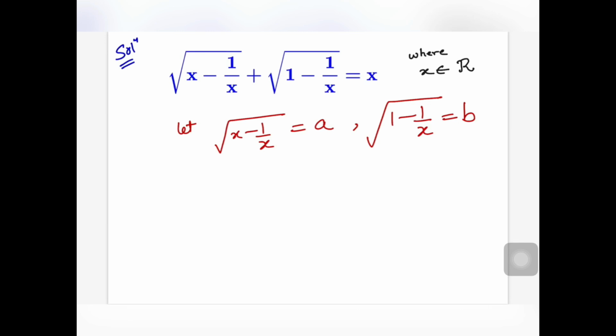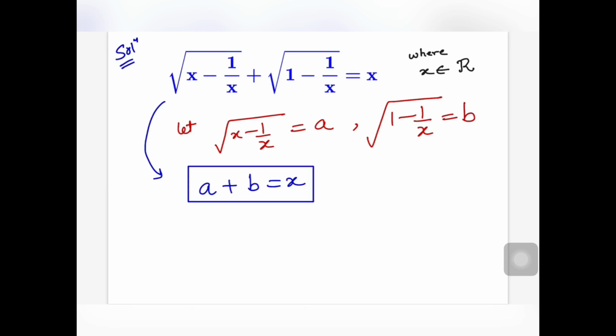So let's quickly substitute these values in the equation. How will my equation become now? The first square root I'm taking as a and the second square root as b equals x. So this is one equation in terms of a, b and x, but right now I have just one equation, so I cannot solve it, but I will look for another equation so that we can simplify.